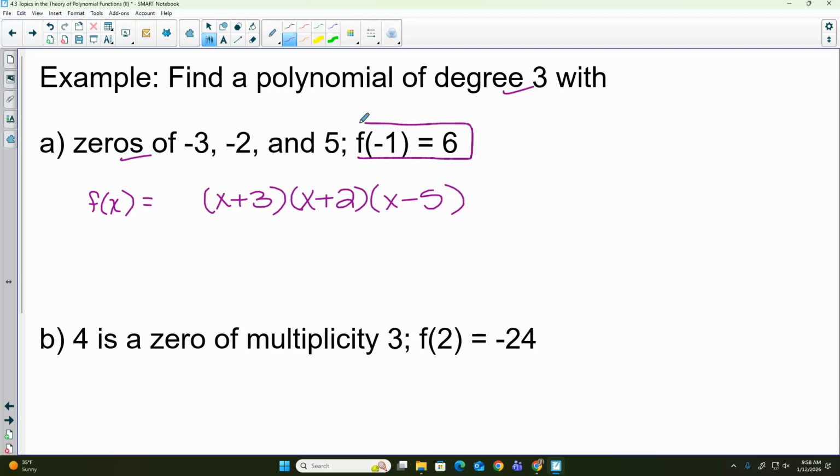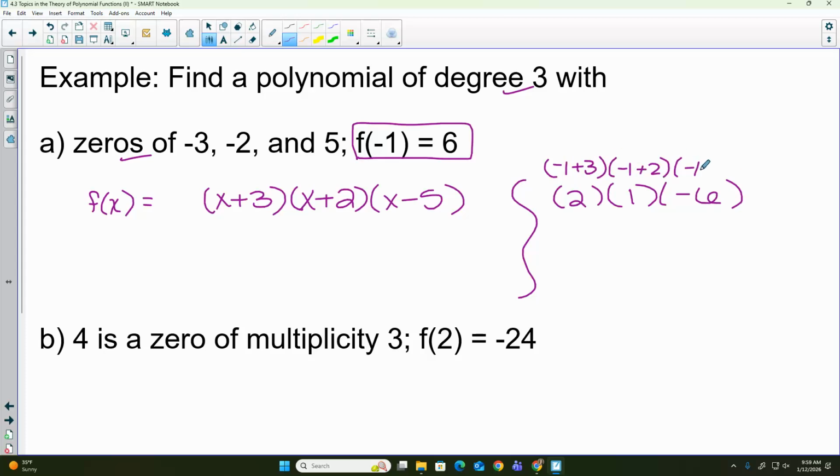Then I give you this thing. That tells me if I plug in -1, this has to equal 6. If I put in a -1 for my x, -1 plus 3 is 2, -1 plus 2 is 1, -1 minus 5 is -6. So all I did is I plugged in my -1. If I multiply that, that's -12. That doesn't equal 6.